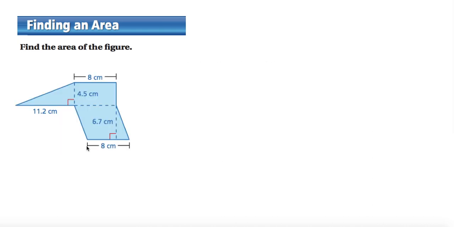Let's do one last example. Here I see that my composite figure is made up of a rectangle, a parallelogram, and a triangle. I'm going to start with my rectangle. I'm starting at the top because I know I'm going to show a lot of work. Area equals length times width. Looking at my rectangle, I can substitute for these values. So I'm going to use 8 times 4.5, which is equal to 36.